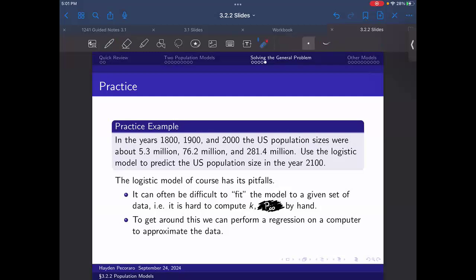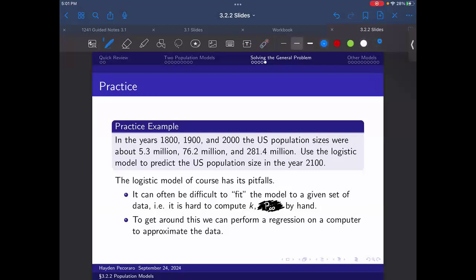You use this data to plug into the solution that you already have, and then use that to solve for your now 3 parameters: constant of integration, and then K1 and K2, or K1 and P infinity, whichever of those you like. So would 1800 be like P of 0? Yes, you could do that. I can write that down at least.